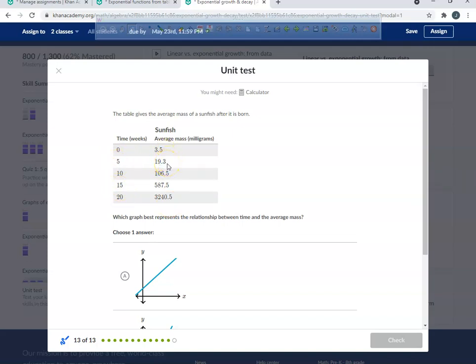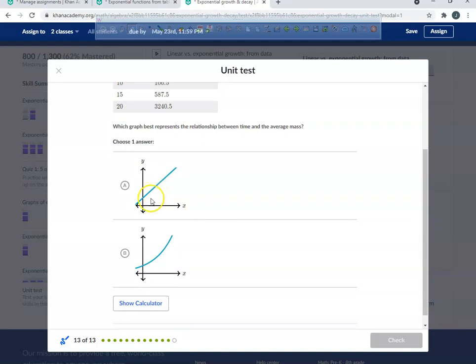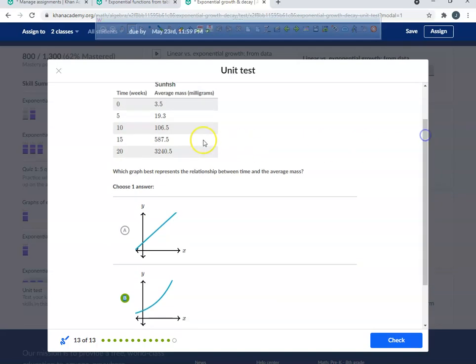5 weeks, it's up to 19.3 milligrams. Then boom, it's up to that. Then boom. So that is totally, oh my gosh, that is totally not a line. It's got to be exponential because look at the ridiculous change in its growth. It's going up exponentially. It ain't going up linearly. And that's all you got to do.